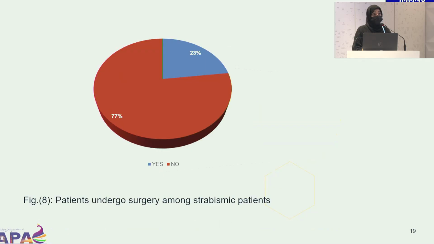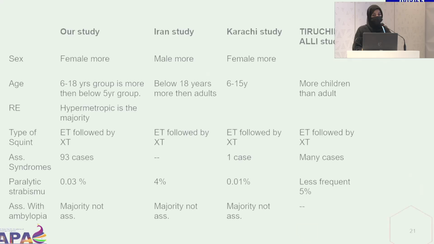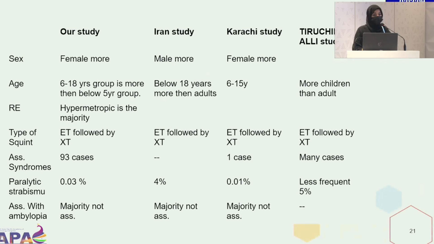Of our patients who needed surgery, only 23 of them underwent the surgery. Discussion: we found a huge similarity between our study and the studies held in Iran, Karachi, Ethiopia, and Egypt, Sohag. And that's all.